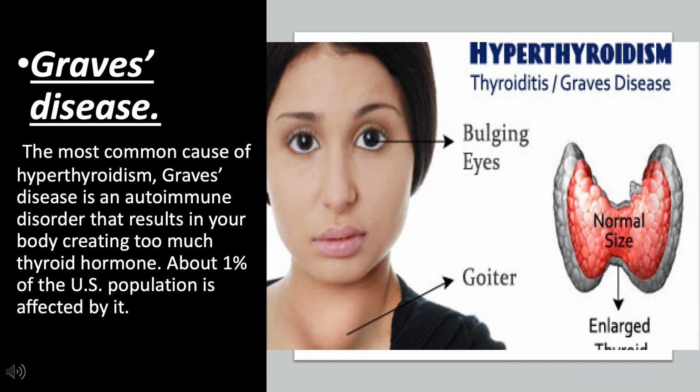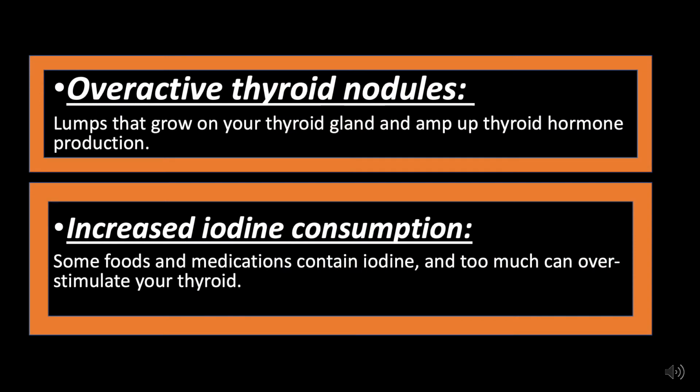About 1% of the U.S. population is affected by it. Graves' disease symptoms are bulging eyes, goiter, enlarged thyroid. Overactive thyroid nodules are lumps that grow on your thyroid gland and ramp up thyroid hormone production. Increased iodine consumption: some foods and medications contain iodine, and too much can overstimulate your thyroid.